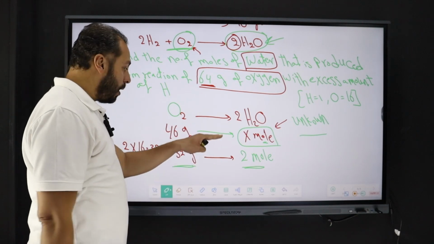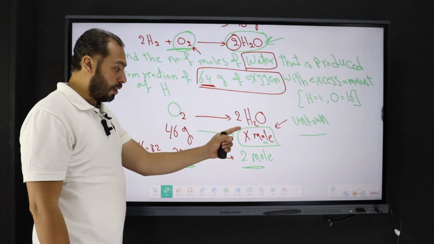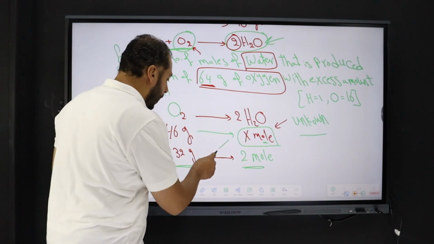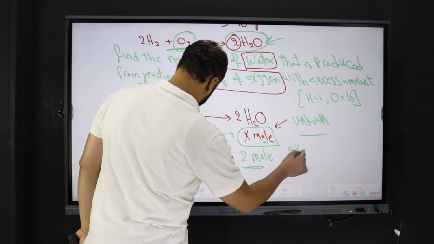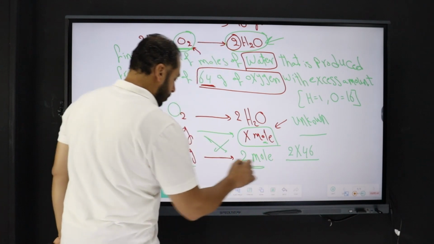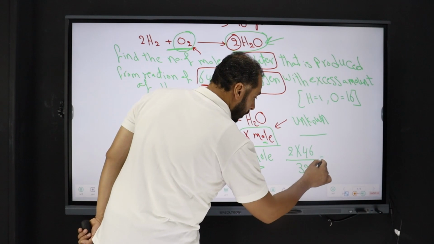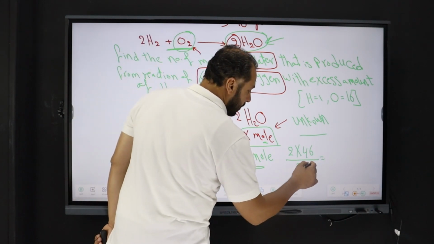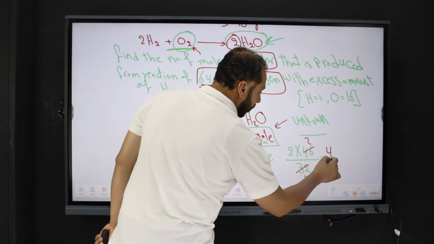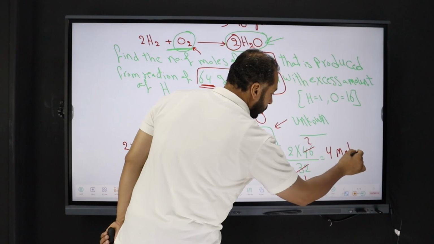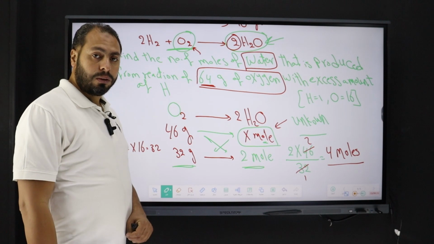Again, 64 grams produces an unknown number of moles that we want to calculate, but 32 grams from the equation produces 2 moles of water. So we can make a comparison between these amounts to calculate the unknown number of moles of water by cross multiplication here. So 2 times 64 divided by 32 equals X moles. So this equals 4 moles of water. This is the number of moles of water. Okay?